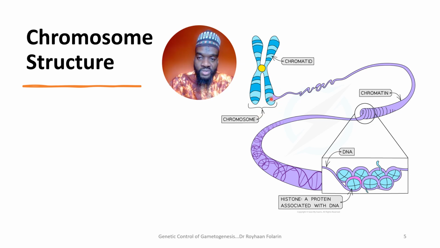So each chromosome is made up of tightly coiled and wound DNA double helix, which is all made up of chromatin materials.